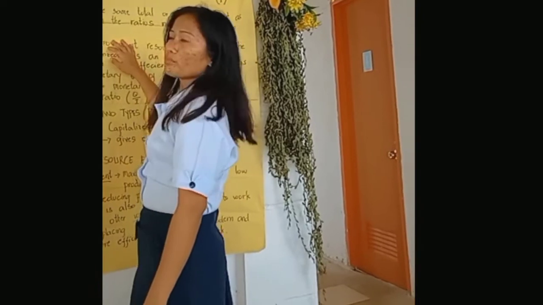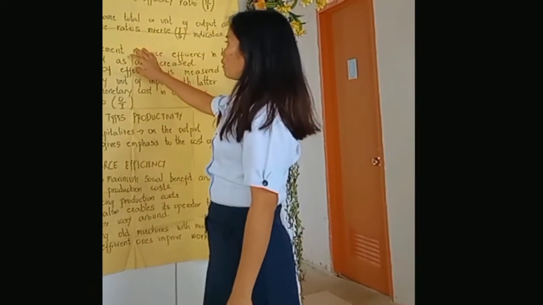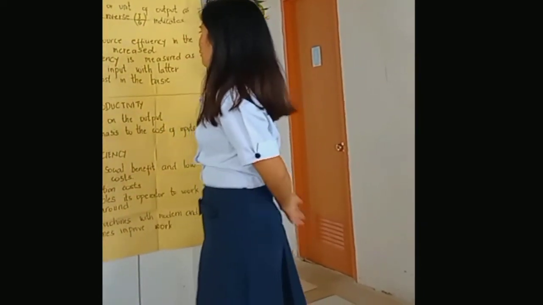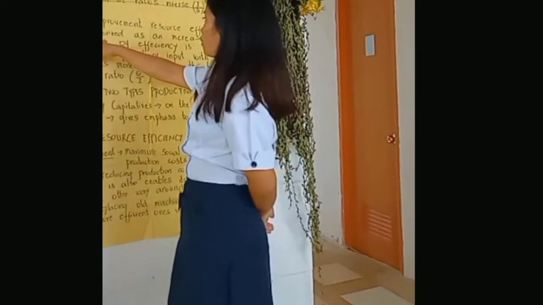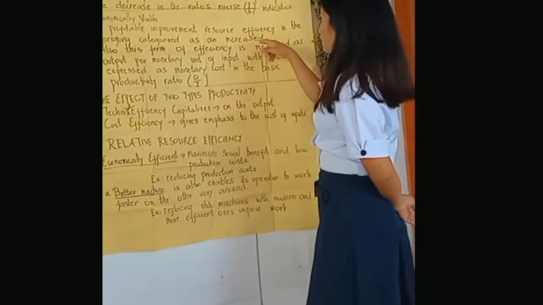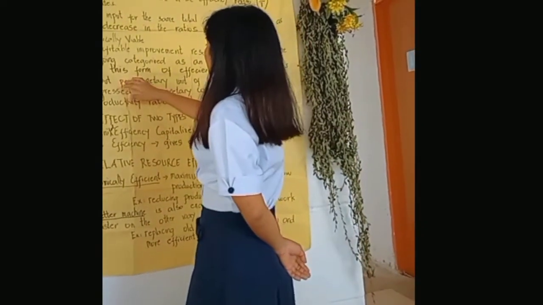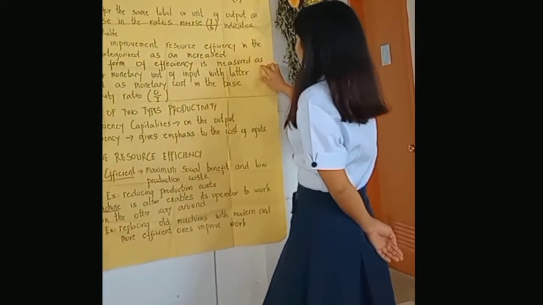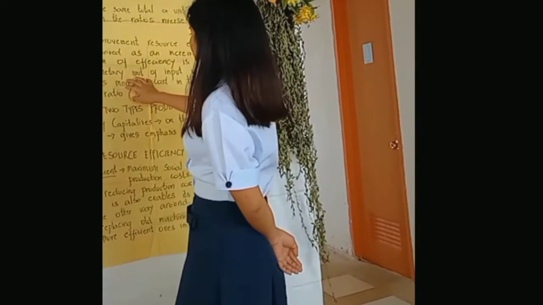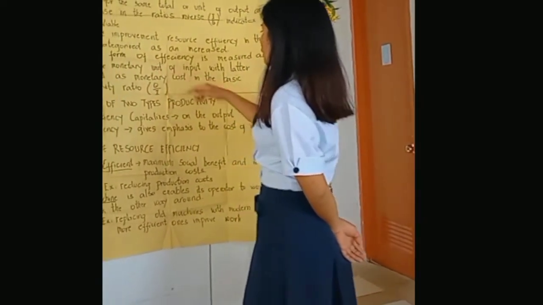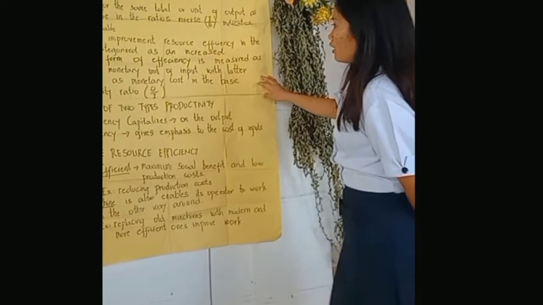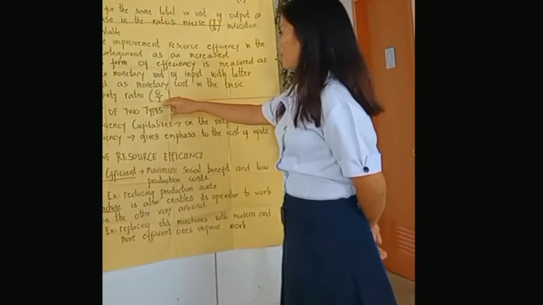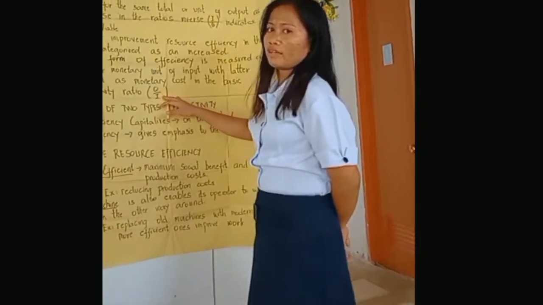The second, economically viable. First, profitable improvement in resource efficiency in the foregoing is categorized as an increase. Next, this form of efficiency is measured as output per monetary unit of input, with the latter expressed as a monetary cost in the basic productivity ratio Q over I.